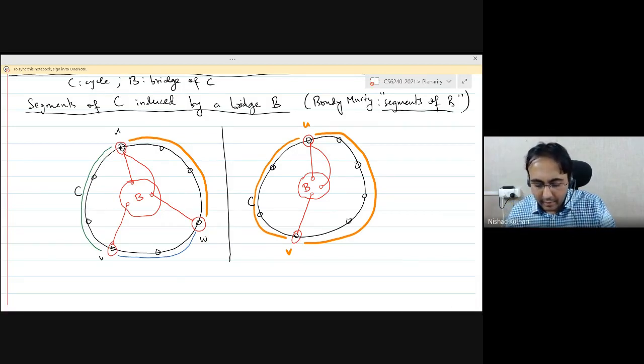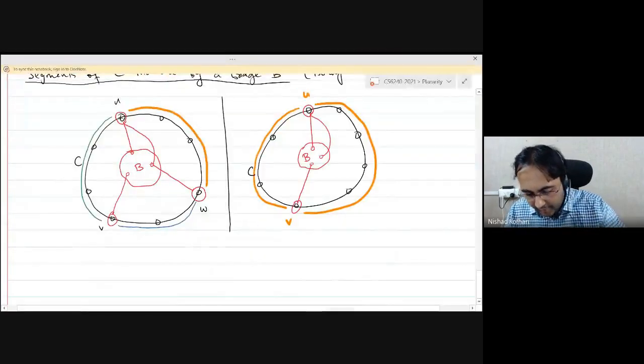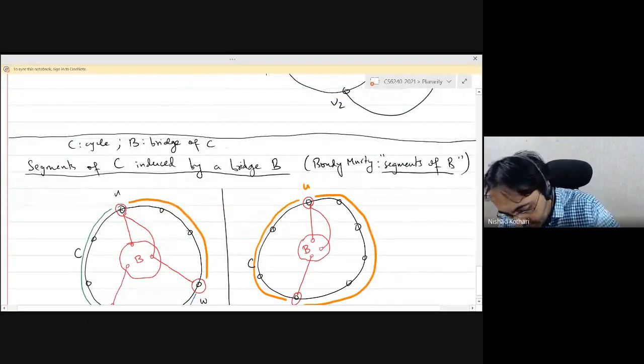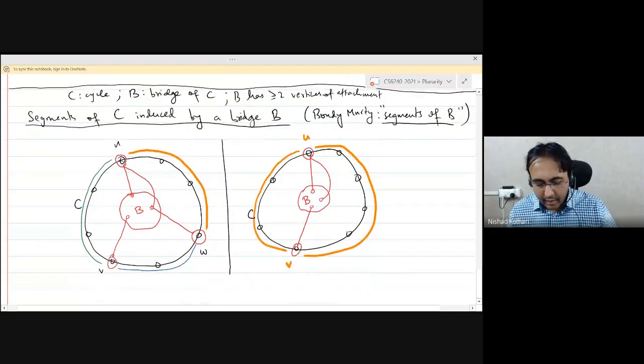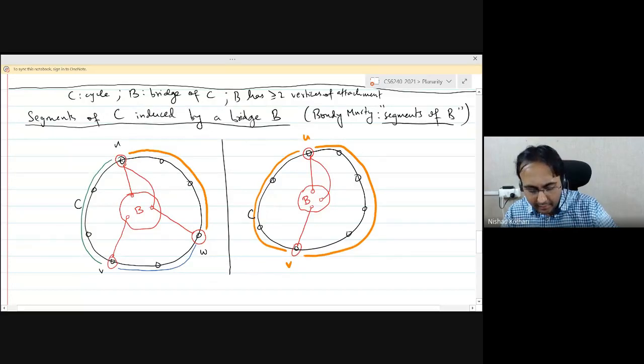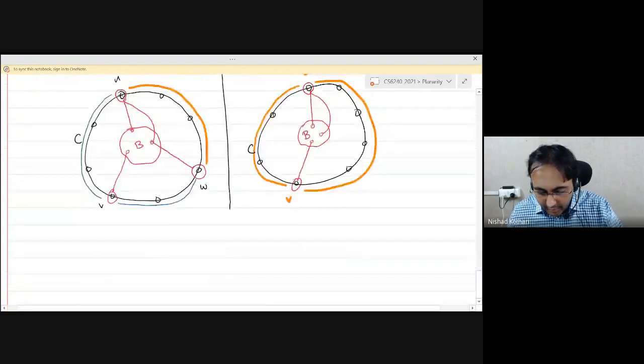So we will require, for this definition, that the bridge B has at least two vertices of attachment. In that case, you will get these segments of the cycle induced by the bridge, and the number of segments will be exactly the number of vertices of attachment. Okay, good. And so why do we need this?